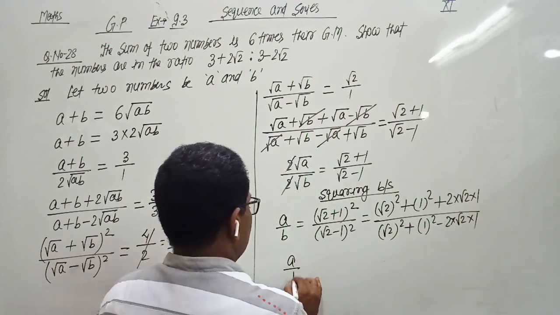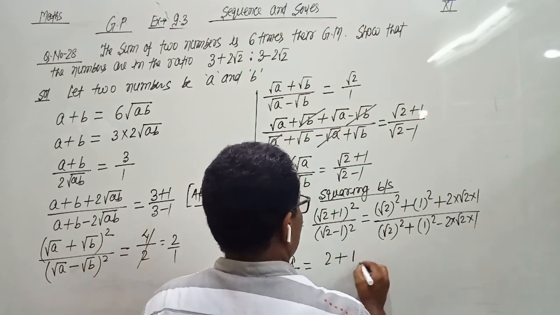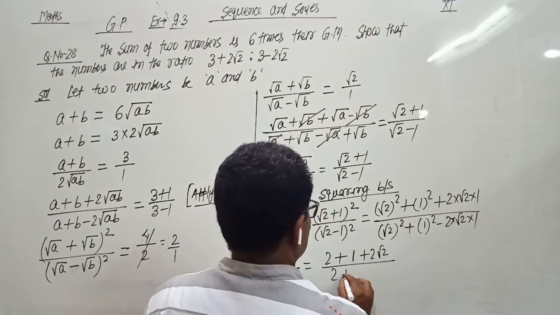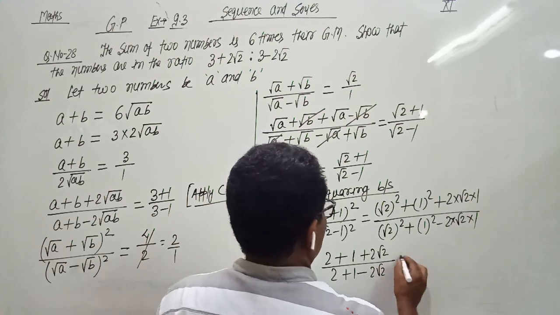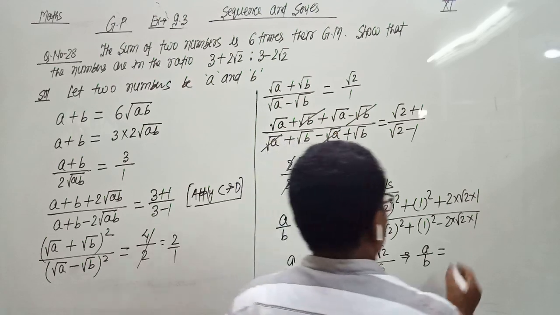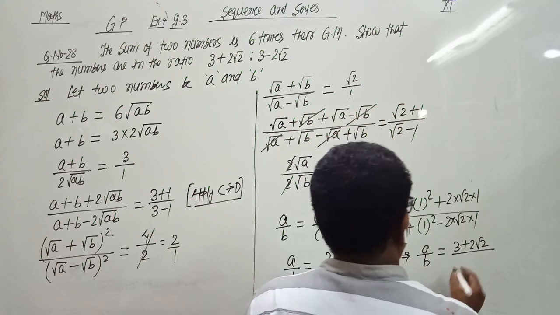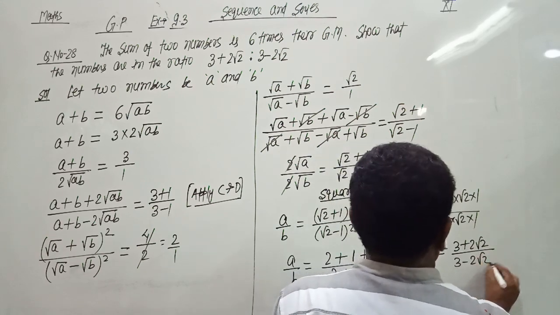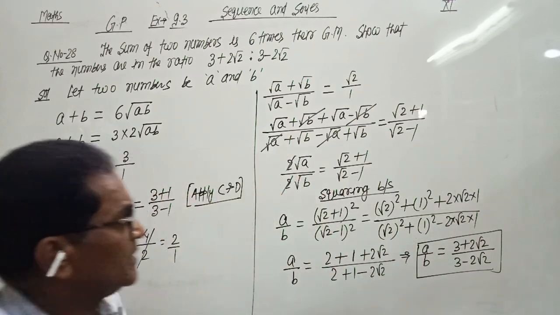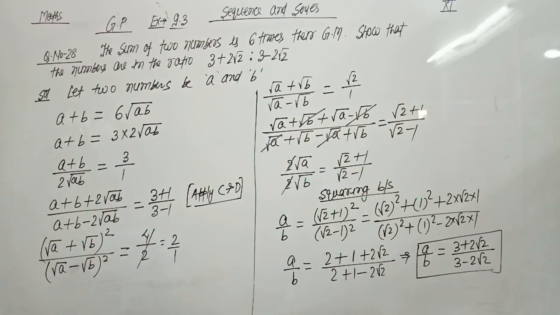So here we get A by B equals root 2 the whole square 2, 1 the whole square 1, plus 2 root 2 upon 2 plus 1 minus 2 root 2. And A by B equals 2 plus 1, 3 plus 2 root 2, and 2 plus 1, 3 minus 2 root 2. So we get the ratio of the two numbers: A by B is equal to 3 plus 2 root 2 upon 3 minus 2 root 2.